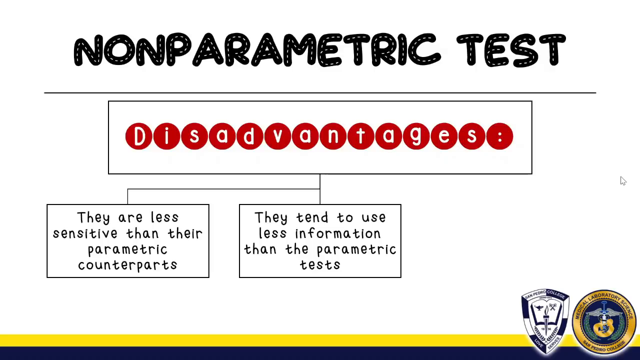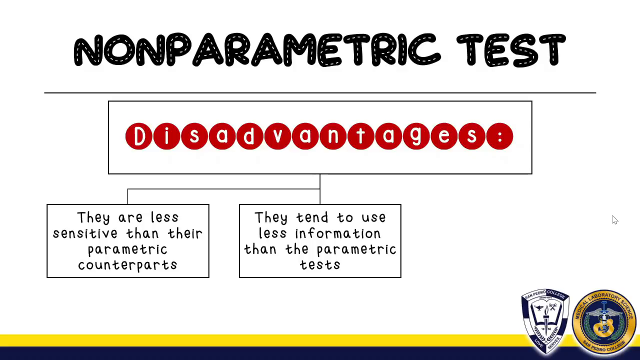Next, they tend to use less information than your parametric test. Like, for example, isang best example natin dito is your sign test, which is actually one of the simplest non-parametric tests. Sa sign test kasi, we only need to have the population median and your hypothesized median. And then, from the name sign test, titingnan lang natin yung each data value ninyo if above or below siya sa ating hypothesized median.